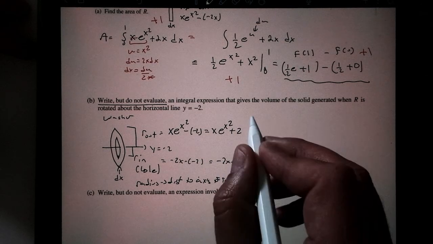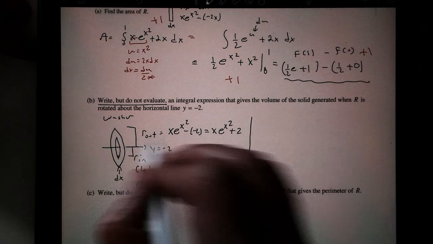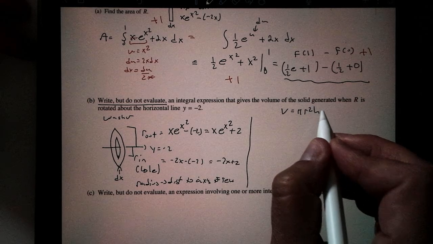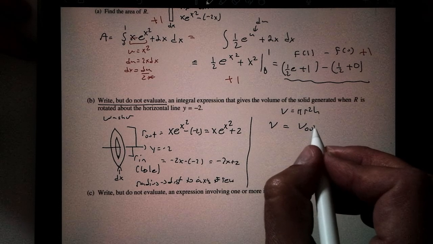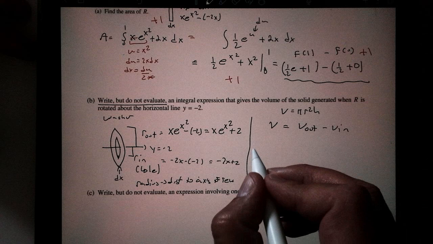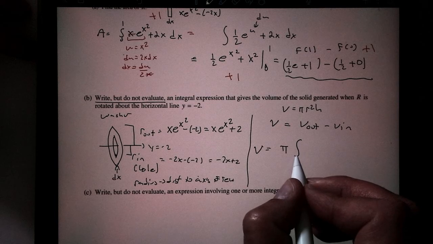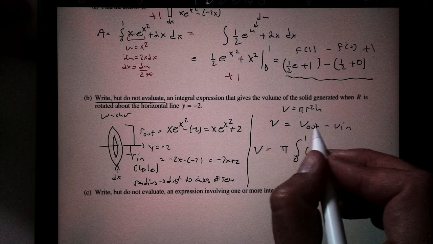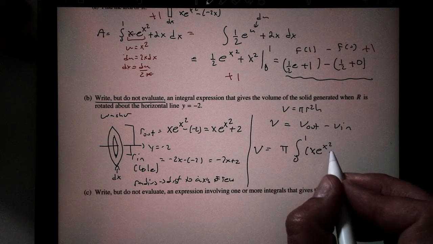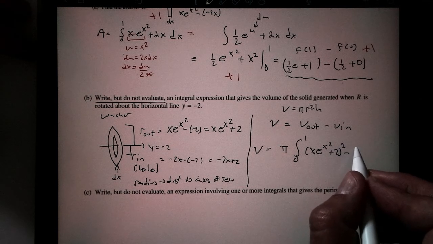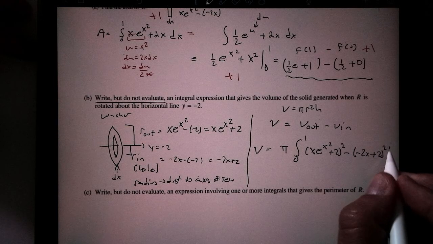-2x plus 2. And now when I want to find the volume, ready? Now remember, volume of a washer is going to be pi r squared h. So the whole volume is going to be the volume of the outside minus the volume of the inside. And I can write this as a single integral. Pi, my integral is going to go from 0 to 1. I want the radius of the outside function, which is x e to the x squared plus 2, squared, minus the radius of the inside, which is -2x plus 2, squared, dx.